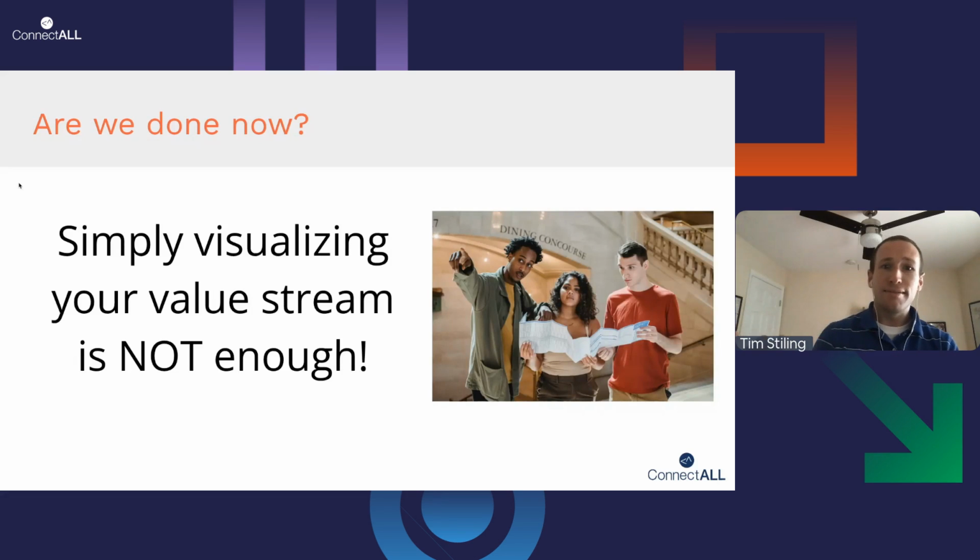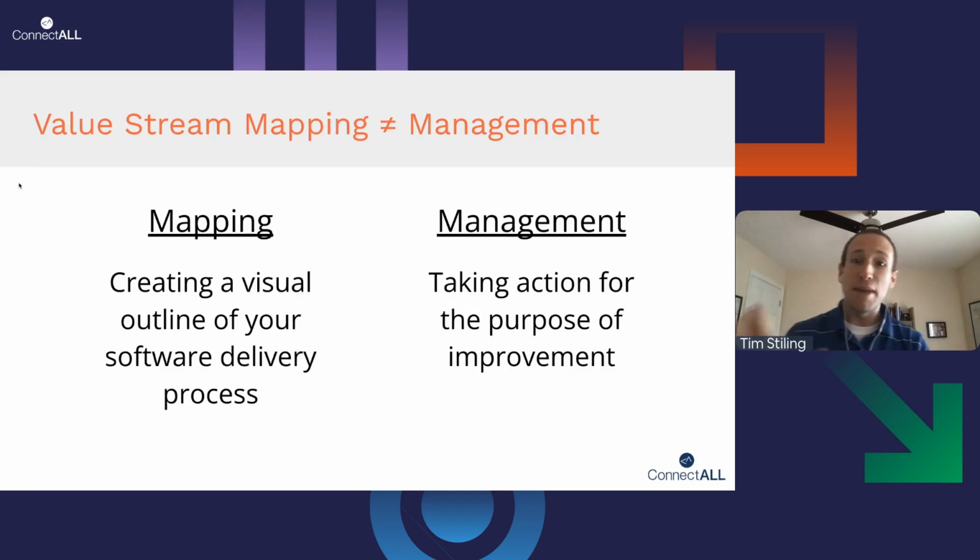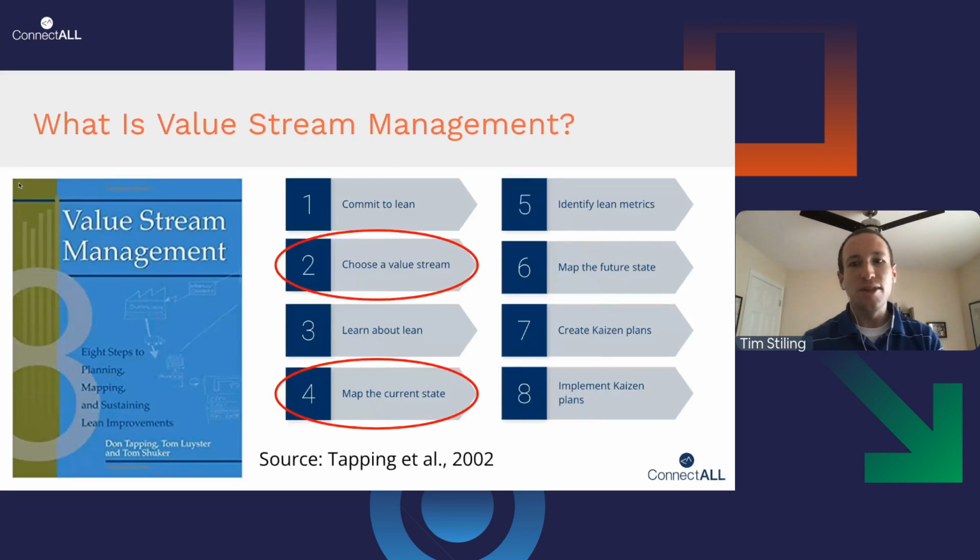So we now know that since we have a map, that alone is not enough. We can't do anything or see any impact from this map unless we take action on it. Value stream mapping is not value stream management. We need to effectively manage the value stream so that we can begin to improve the value stream. And the way that we do that can be based on this work by Tapping, Lonsdale, and Shook. You'll see that we walked through two of these steps today. We chose the software delivery value stream, and we mapped the current state. But there's still many more opportunities for us to manage this further.